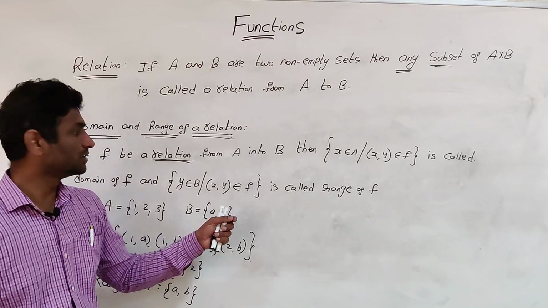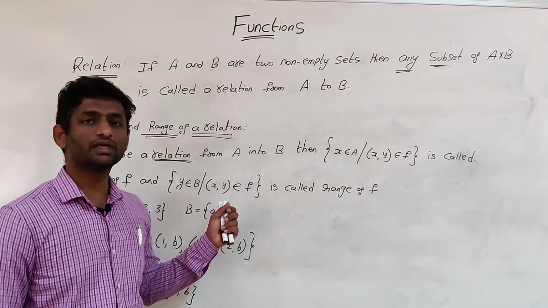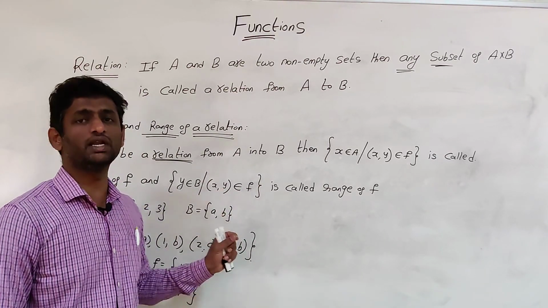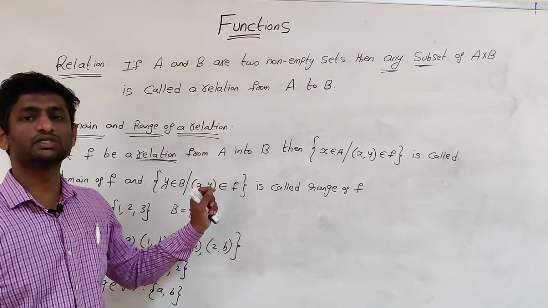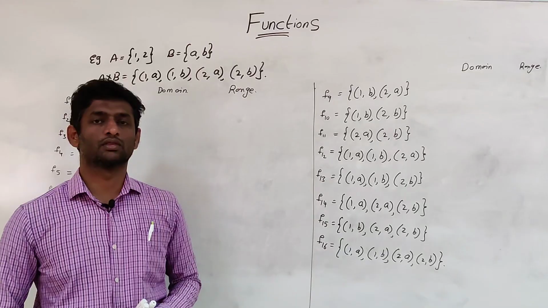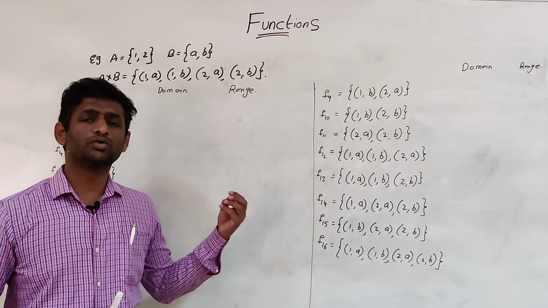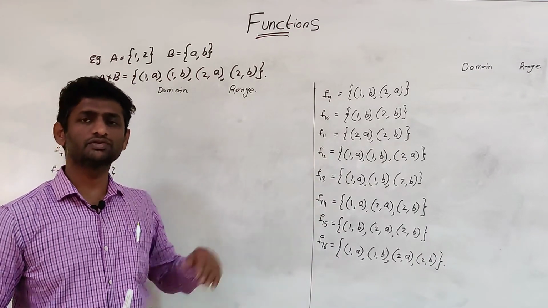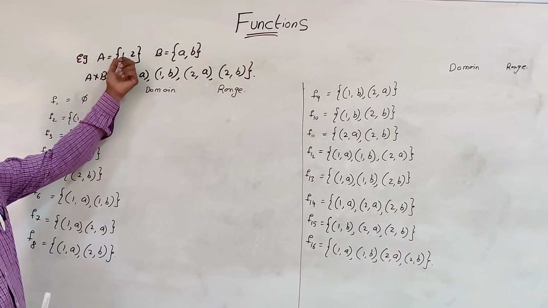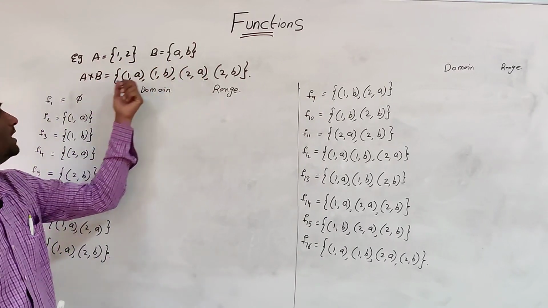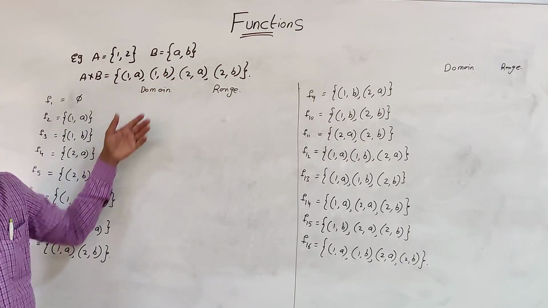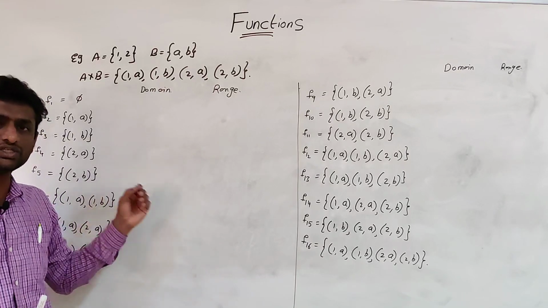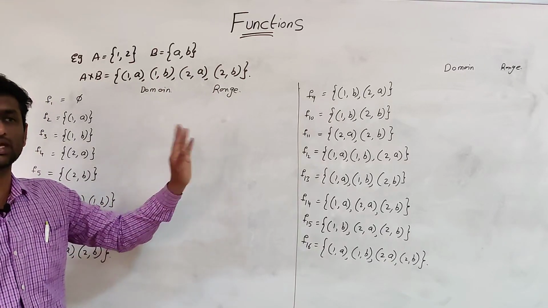So in the last example, we have taken one example and we have seen 16 relations. Now for each relation, we will find out what is the domain and what is the range. So now we'll see the domain and range of each subset of A cross B. As we have seen, A is a set with 2 elements, B is a set with 2 elements, A cross B will have 4 elements, and we can have 16 relations. Now let us choose each relation and find out the domain and the range.